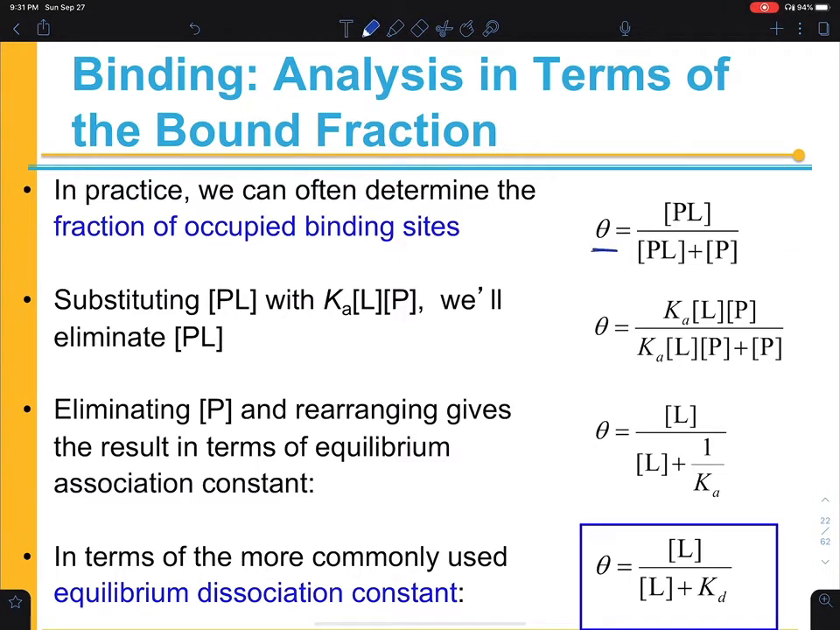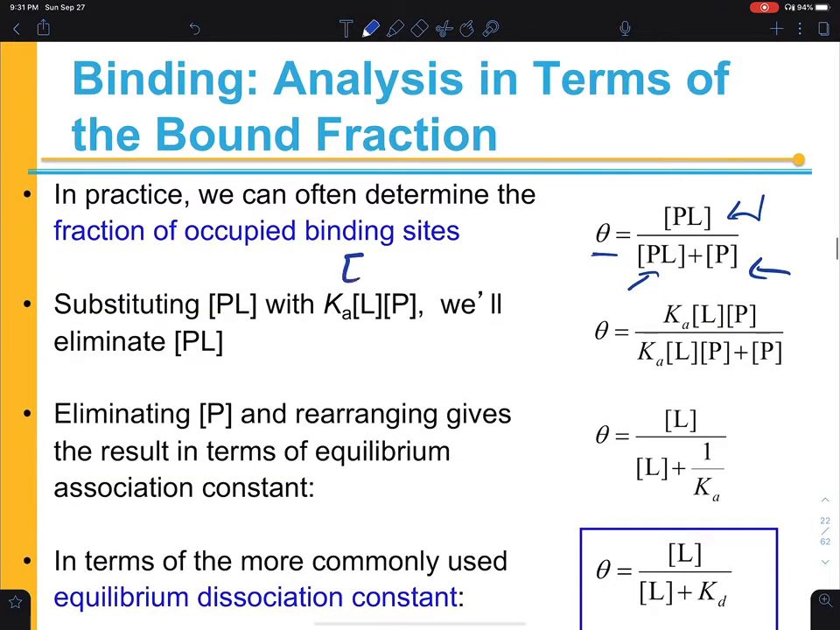So theta is the fractional saturation, and it's equal to PL over PL plus free protein, right? But we have a definition of PL, right? The concentration of the bound protein is equal to the Ka of the free protein times the concentration of the ligand. And so if we use this definition of PL in this equation for theta, we get theta is equal to KaLP over KaLP plus the free protein.